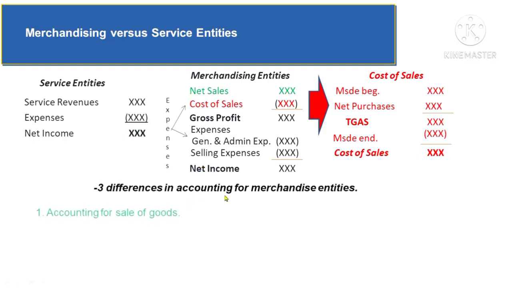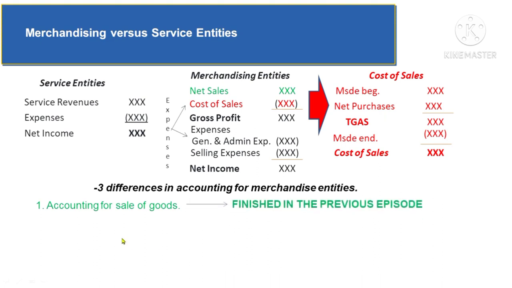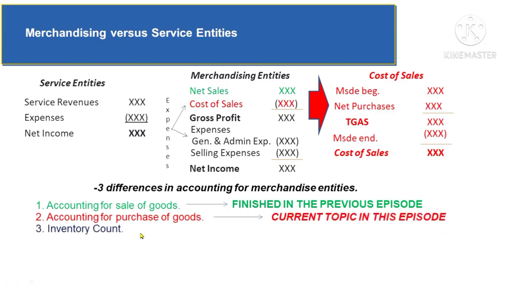Number 1 is the accounting for sale of goods, which we have already finished discussing in the previous episode. Number 2 is the accounting for purchase transactions. This will be the topic for this video. And number 3 is the inventory count, which will be explained and expounded on in the next episodes. So before we start, please see the previous episode and the link is in the description below.